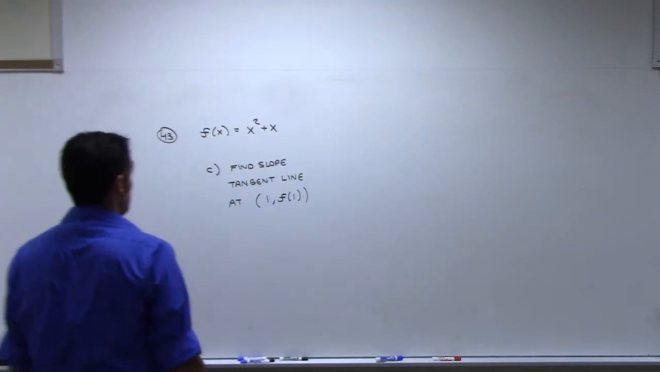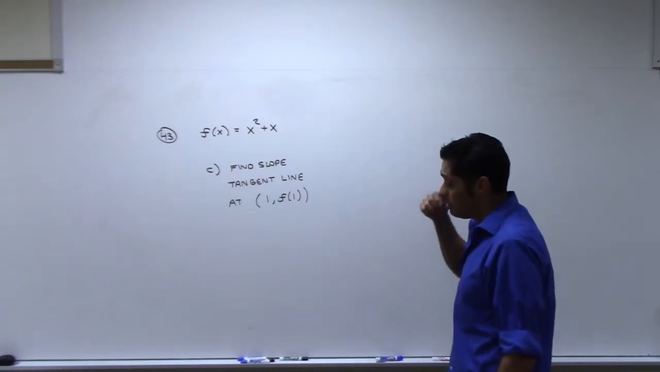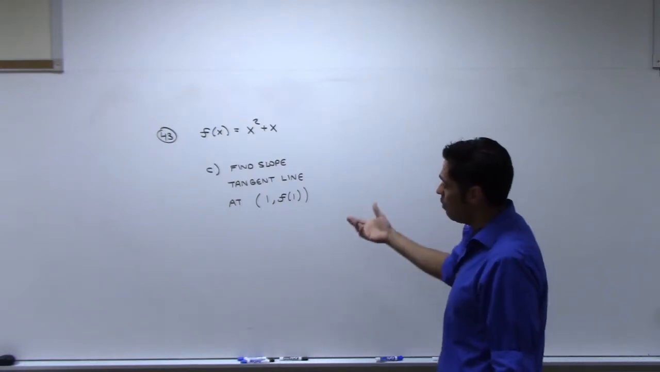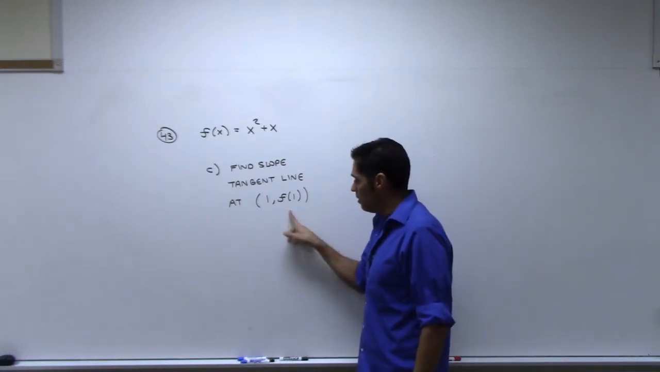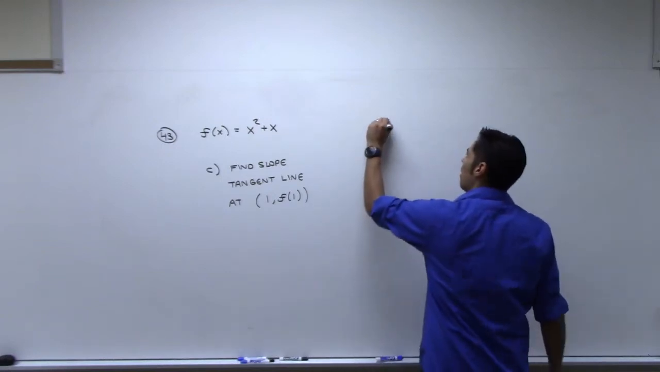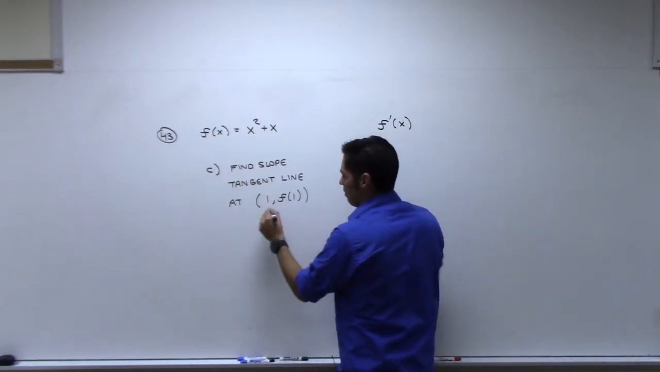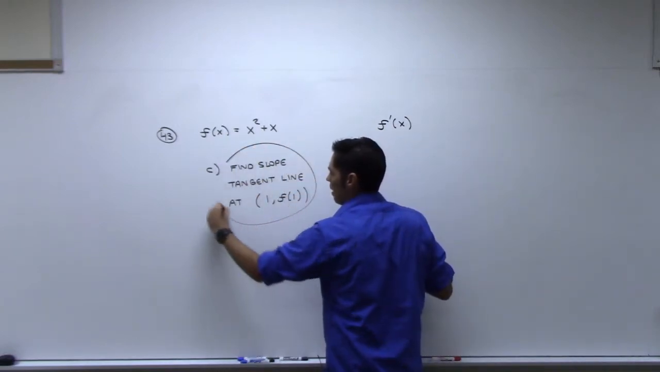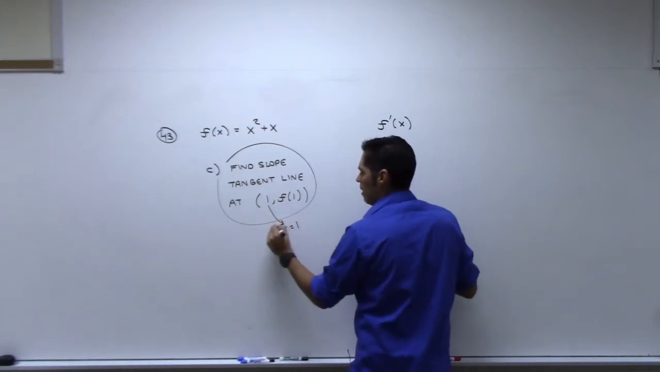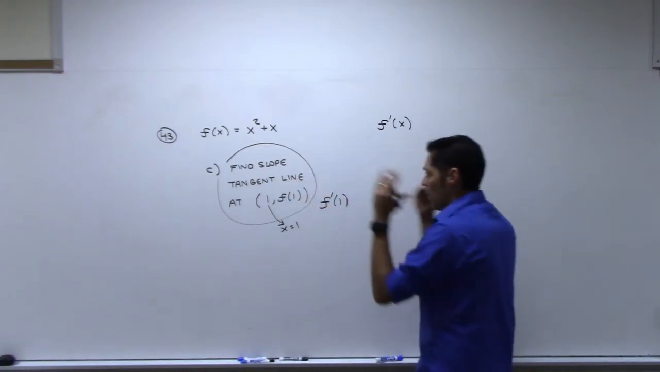So we have two options here. We can use the formula but replace our x's with 1s, or just do what we did before, figure out what f prime of x is. And this is saying, find the slope of the tangent line at this point, which means that we want x to be 1. So this whole thing is really asking us to find f prime of 1. That's what it wants.